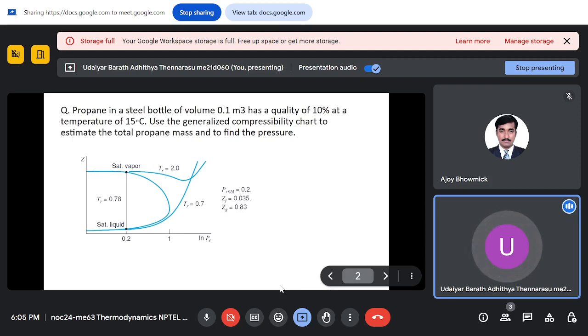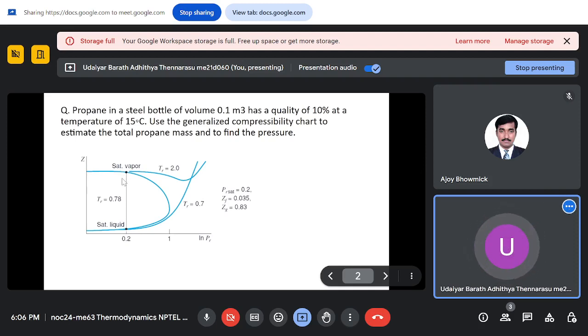For a given fluid, you know your critical temperature and critical pressure. Using that, you can find PR and TR. Then you have a set of curves to represent it, and you can straight away find the compressibility factor Z. So we'll see how this is used to calculate.